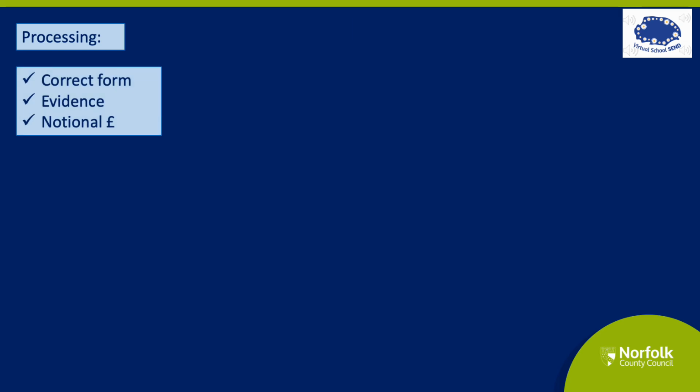Once the form is completed, it needs to be uploaded onto Perspective Lite with supporting evidence documentation and provision map if the setting has used their own. Our Element 3 Business Support Officer draws all the applications and evidence down from Perspective Lite and processes them. Our Business Support Officer carries out triage to ensure the correct form has been used, evidence has been submitted, and the notional budget total is correct. Our Business Support Officer may contact the setting if there are any queries to be rectified prior to moderation.